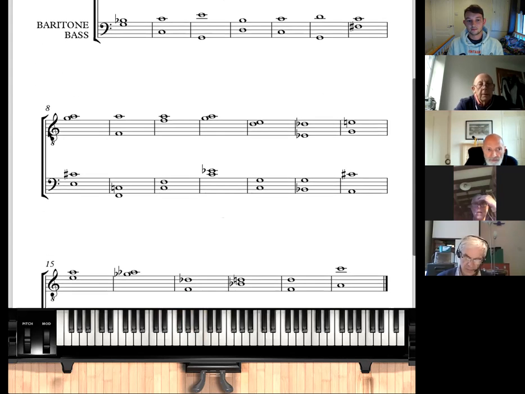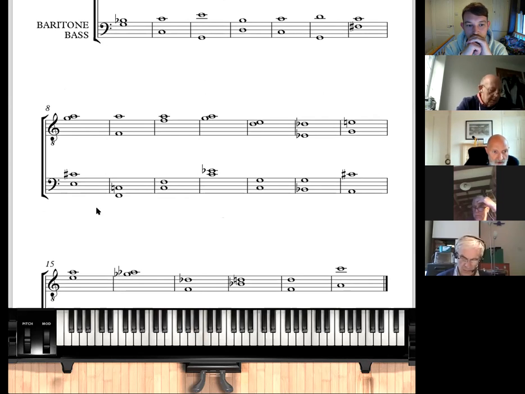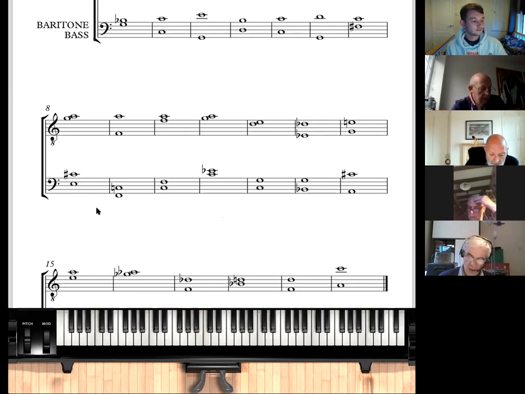Next one. E, C sharp, G, A. A, B, C, D, E. A and a C sharp. A should have a C sharp. G should be sharp. A7. A7, yeah? Well done.